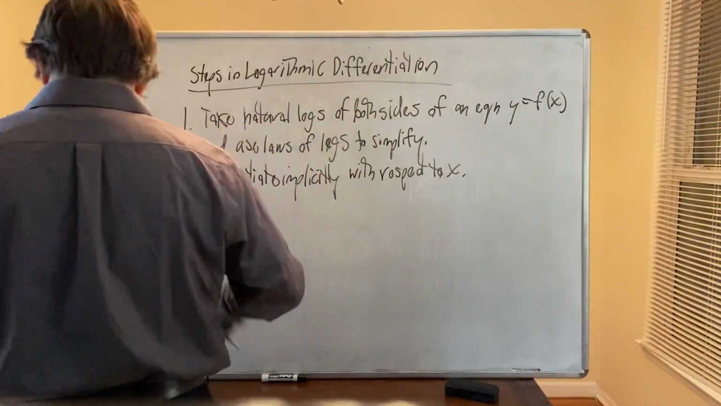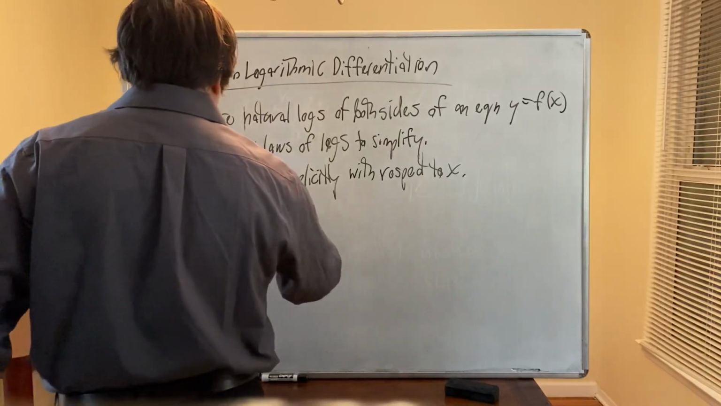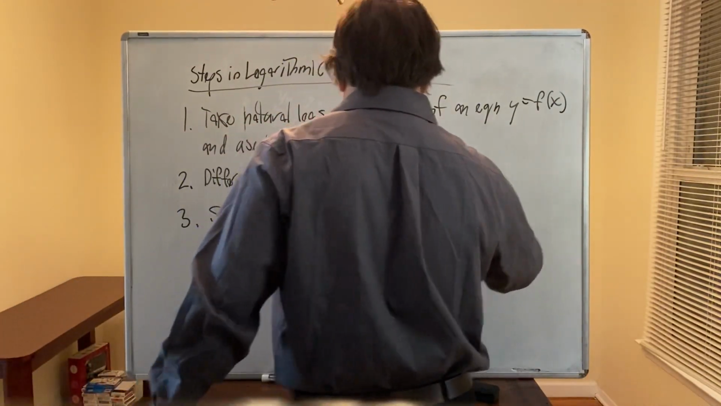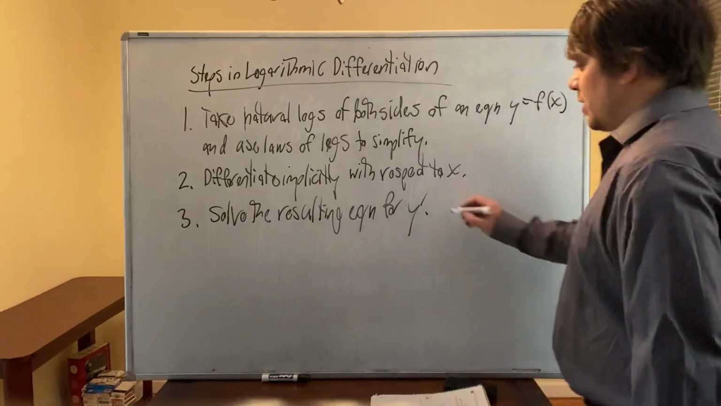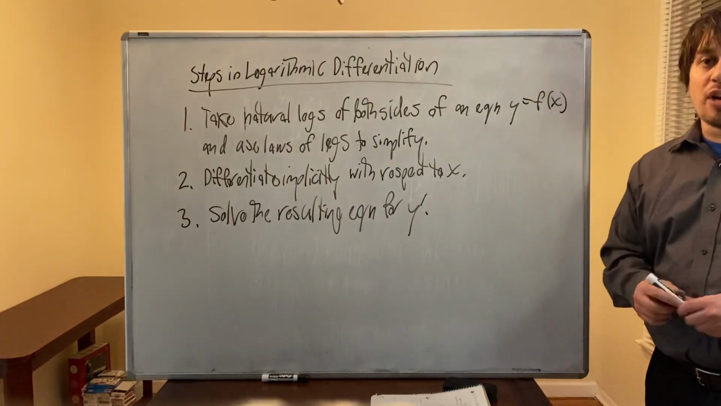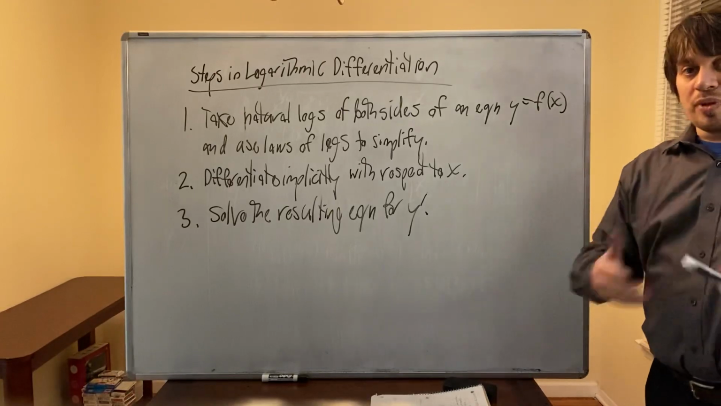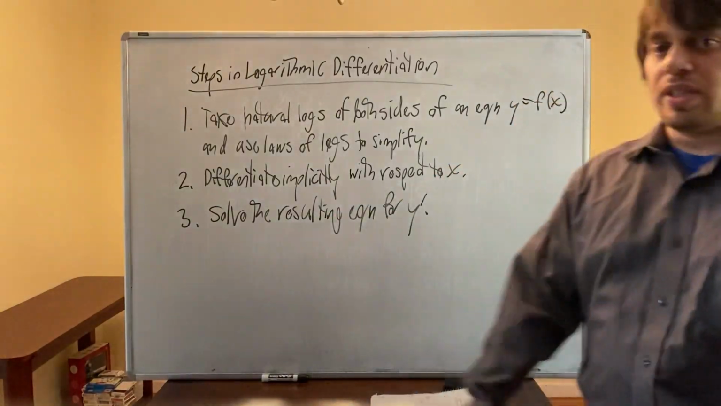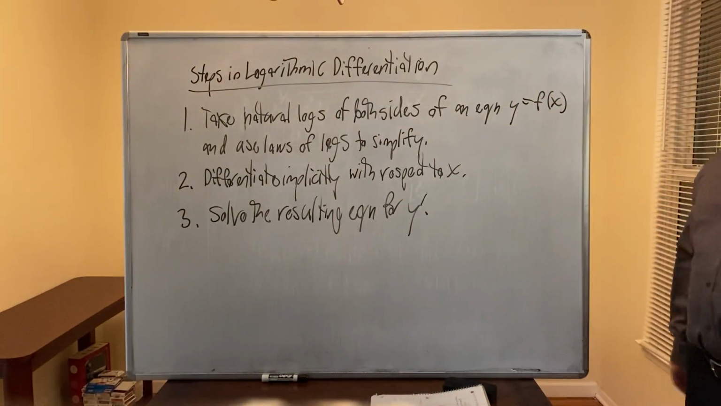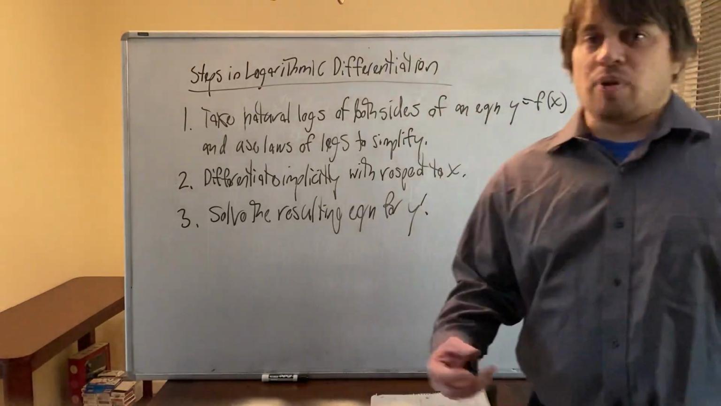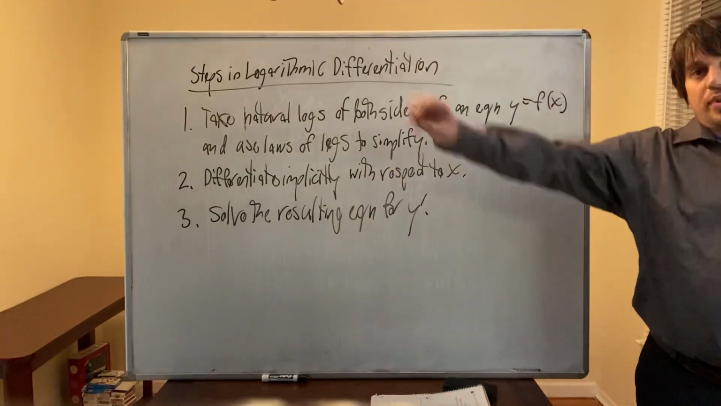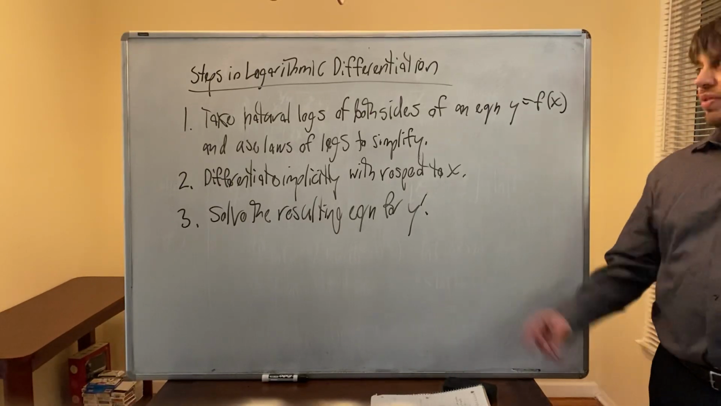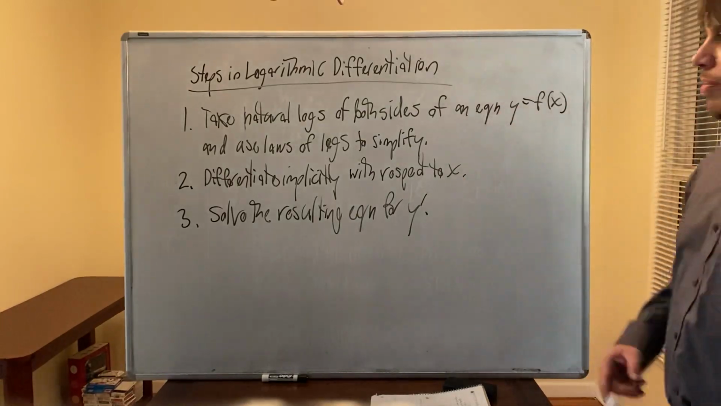And then step 3 is solve the resulting equation for y prime. Okay, then you're going to get 1 over y times y prime is equal to some long expression. Multiply both sides by y, and you'd be solving for y prime. So you get y prime is equal to y times some other expression, and then the original y was given to you in the problem. You can plug that expression in for y. You get y prime is equal to this f of x times something. And solving for y prime means differentiating the original function y equals f of x. Okay? These are the 3 steps.